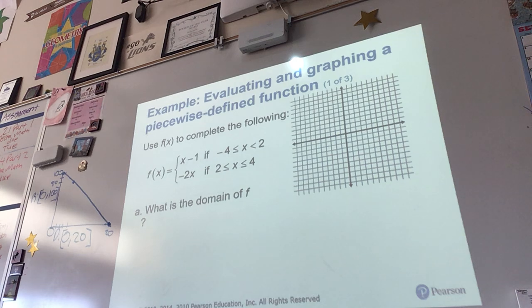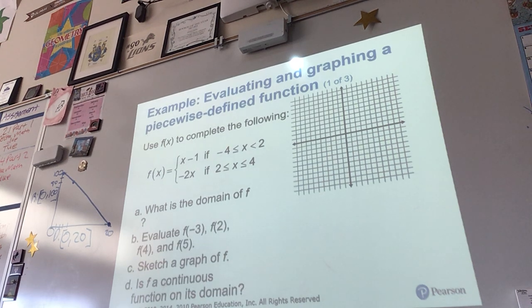There is a rule that tells me what happens between -4 and 2, though, and that rule is you take the number and you subtract 1 from it. There's also a rule that says what happens between 2 and 4. If you're plugging in a number between 2 and 4, you're going to take that number and multiply it by -2.